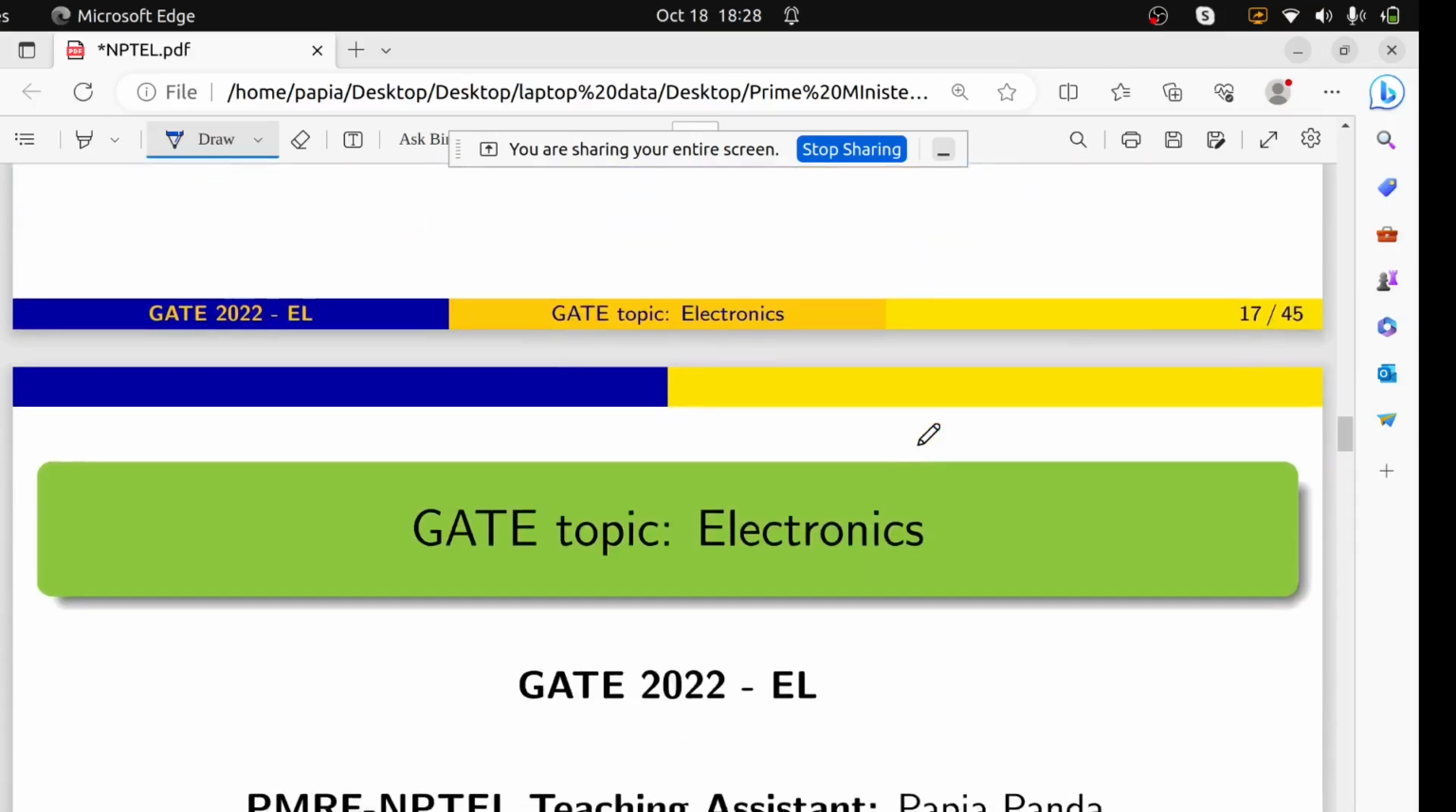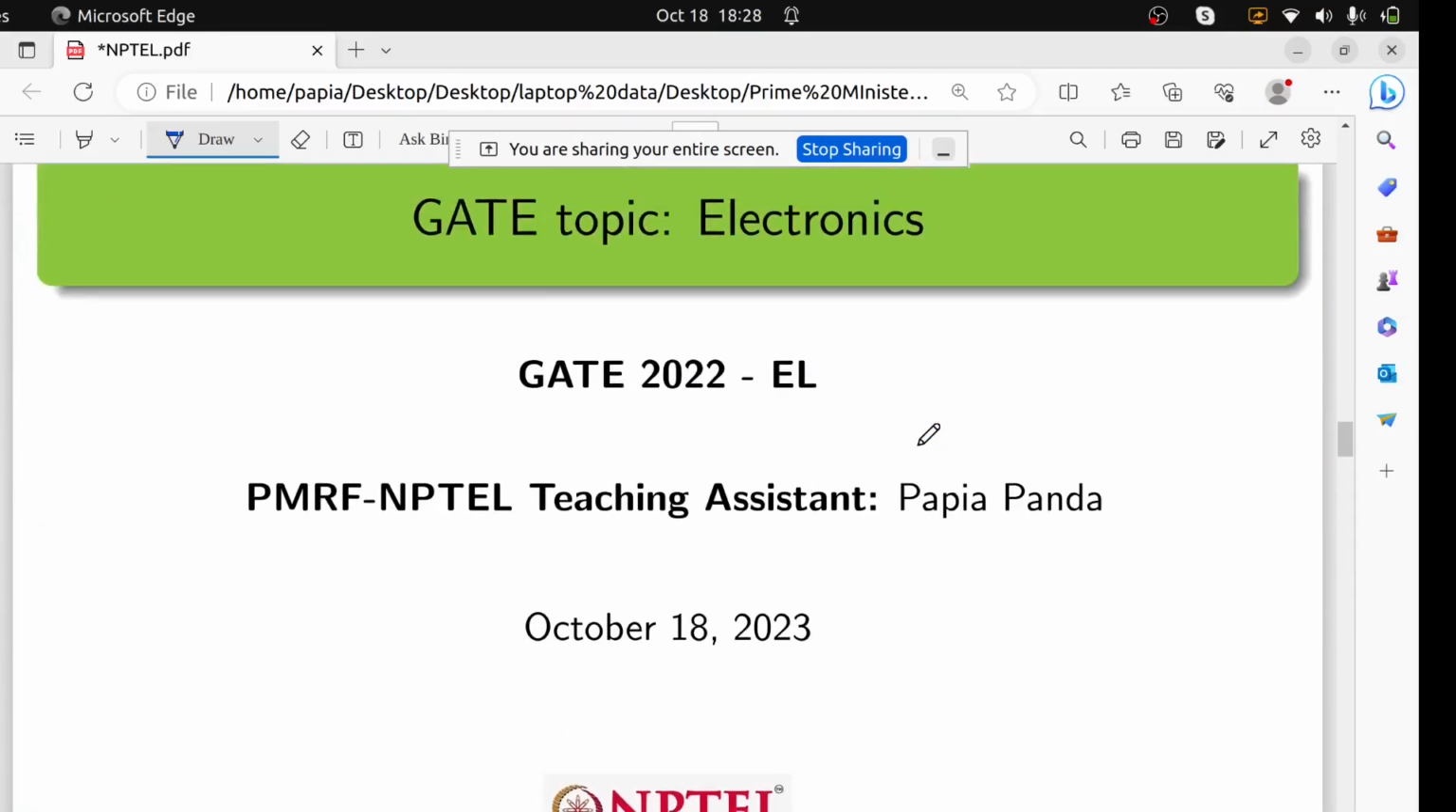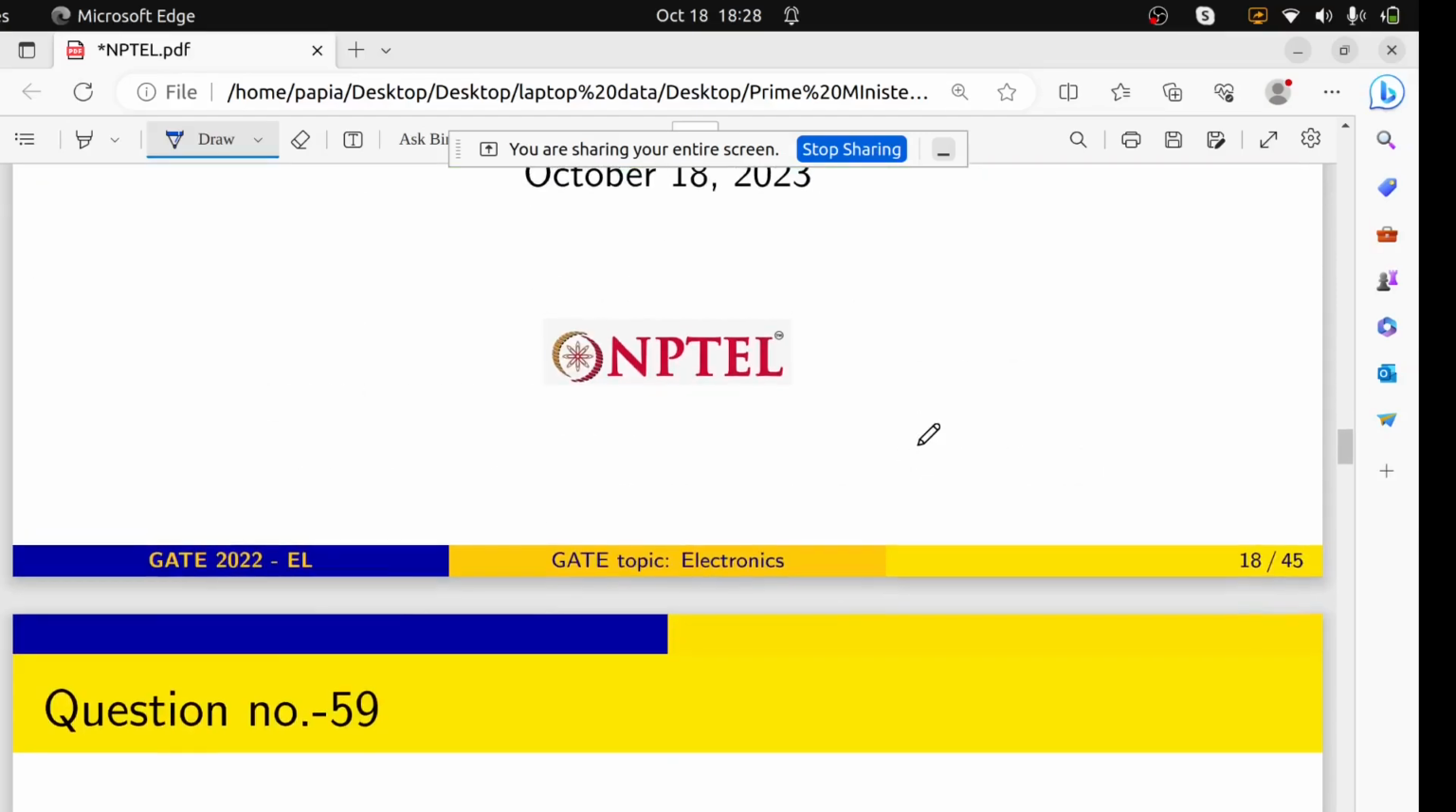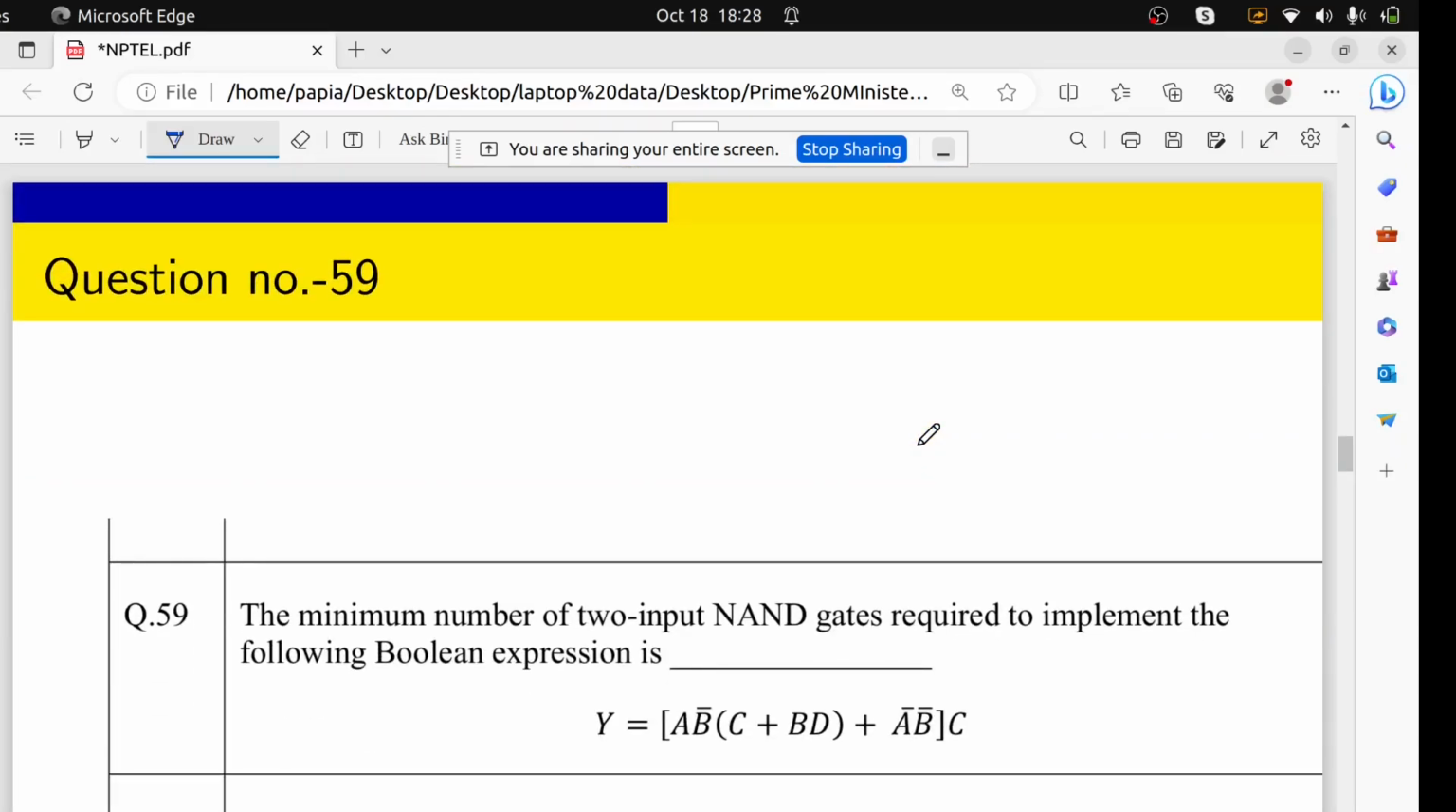Okay, so now coming to the next question. Next question is what? This is also coming from the GATE 2022 question paper, and we are talking about question number 59. Okay, so what is the question here? The question is: the minimum number of 2 input NAND gates required to implement the following Boolean expression is what? Like how many NAND gates are required to implement the following Boolean expression.